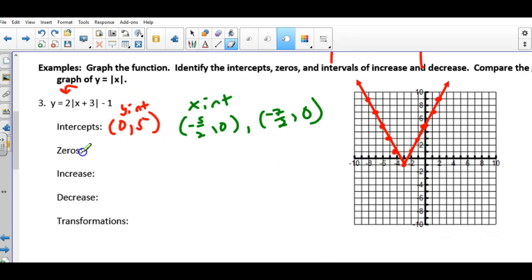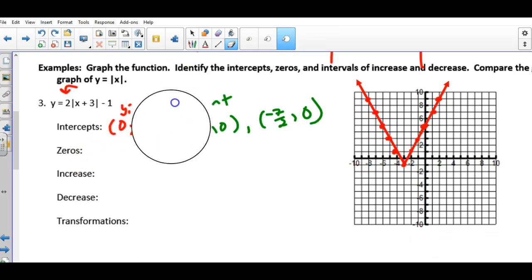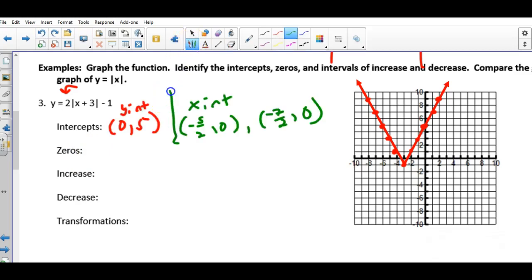Zeros, again, the zeros are the x-intercepts. So guys, just write those down here for your zeros. These are your zeros as well. Don't forget that.